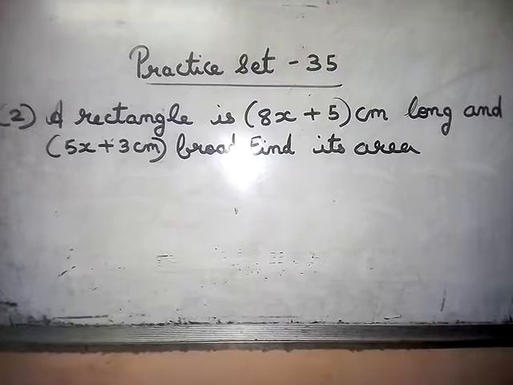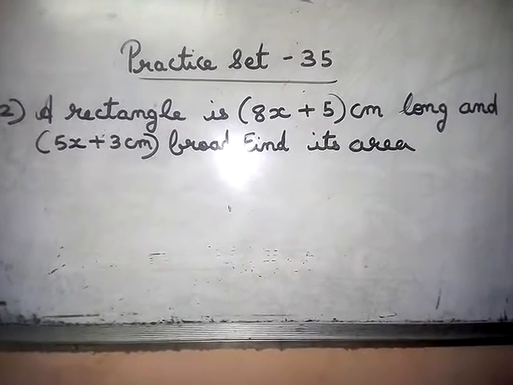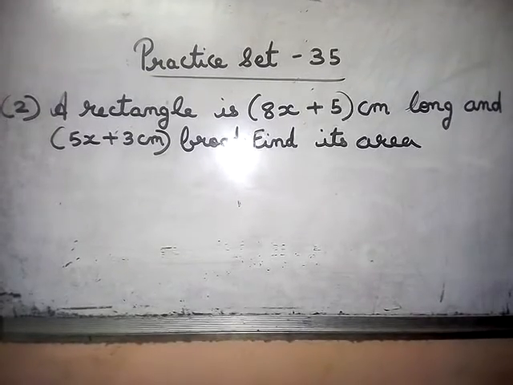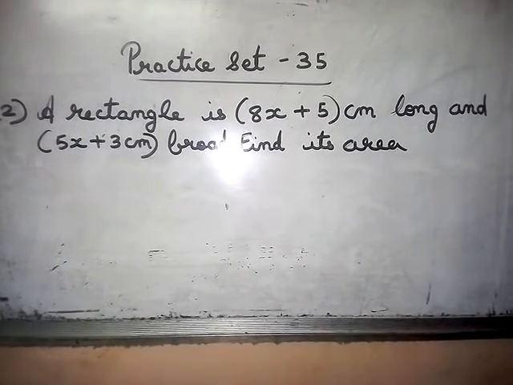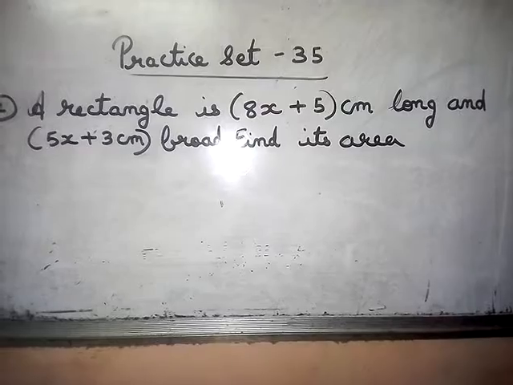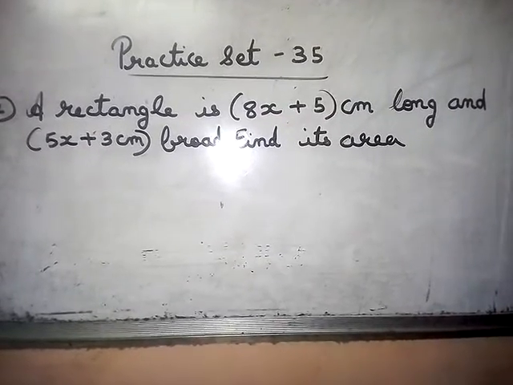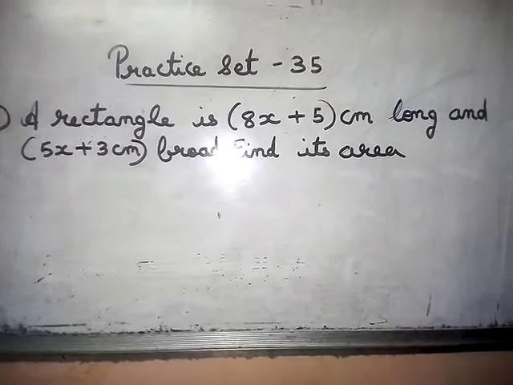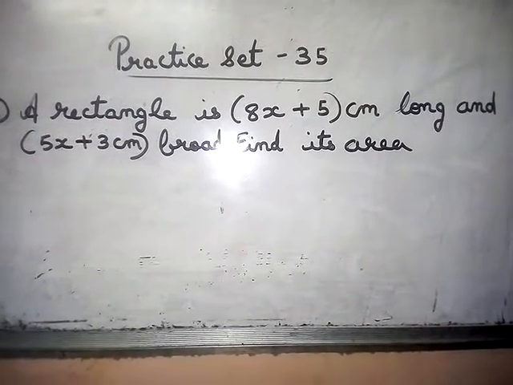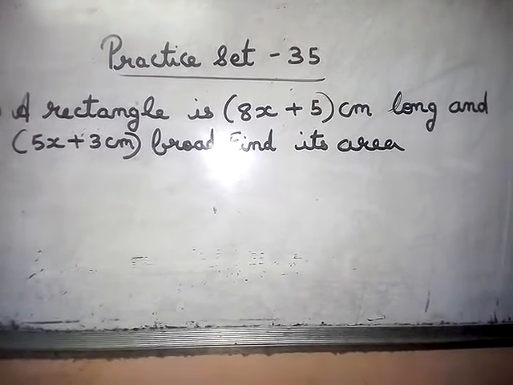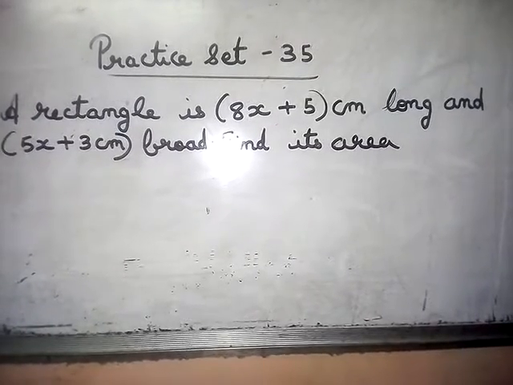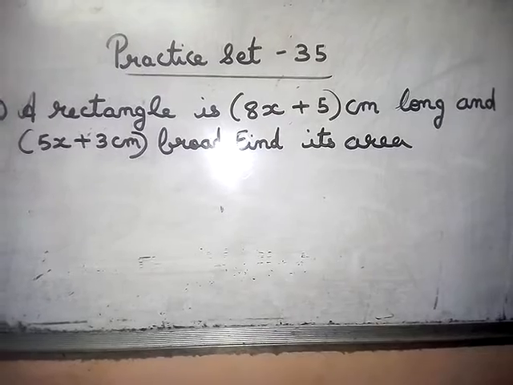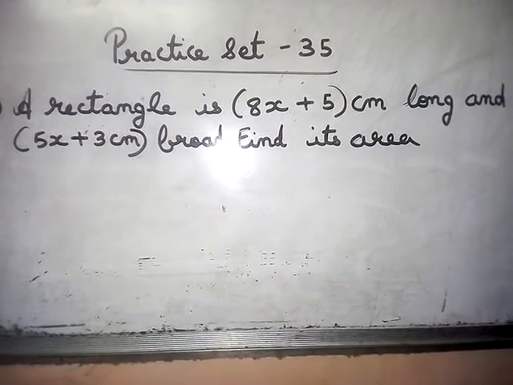Now I am going to teach you practice set 35, second one. A rectangle is 8x plus 5 centimeter long, means length of a rectangle, and 5x plus 3 centimeter broad, means breadth of a rectangle. Find its area. You have to find area of a rectangle. So let us begin the sum.